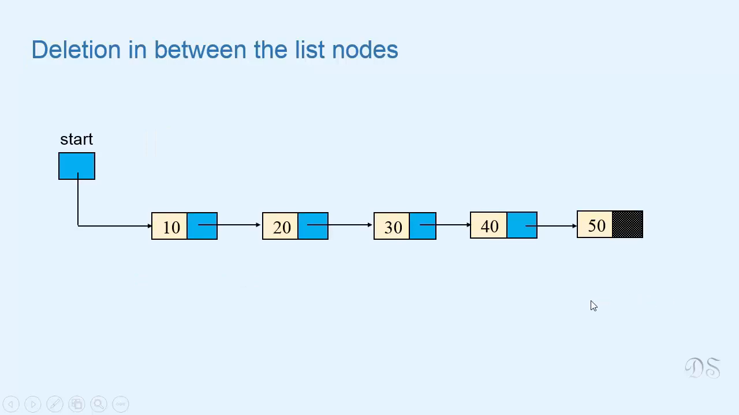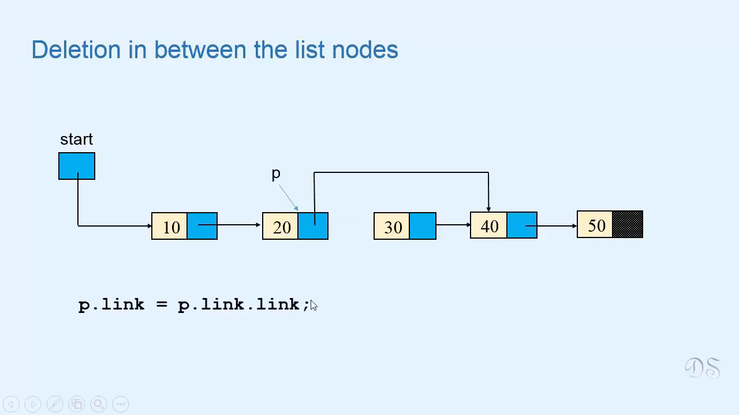Now let's see how we can delete a node that is in between the list nodes. Suppose we have to delete this node from the list. For that we need a reference to the predecessor node. So we need a reference to this node. Now for deletion of this node, the link part of this node should refer to this node. So we'll just write p link is equal to p link link. So now this node is not a part of the list.